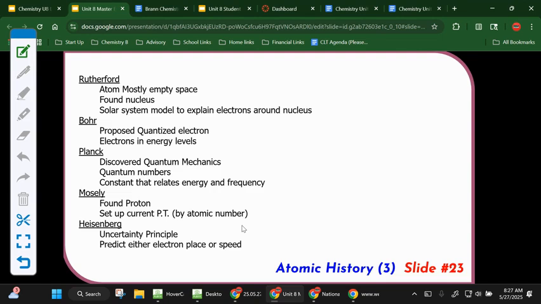Still true today. We can know how fast an electron is moving, or we can know an area where it is moving, but we cannot know both. Okay? And that was those orbital shapes that I showed you, the barbell, the sphere, those. We know about where they're located, or we know how fast they're moving, but we can't tell both. That's the uncertainty principle.